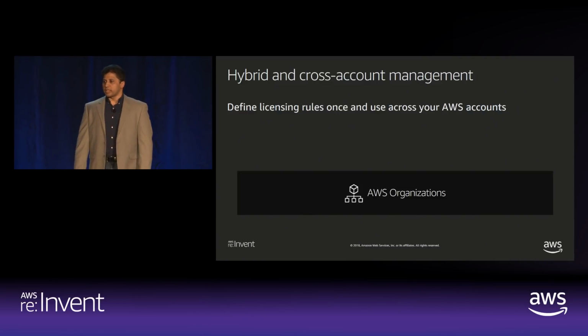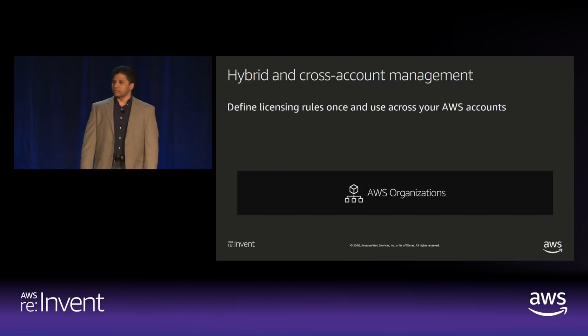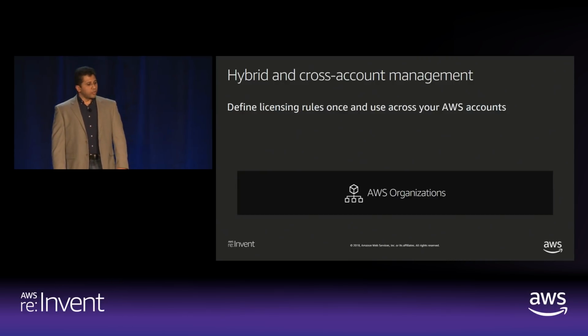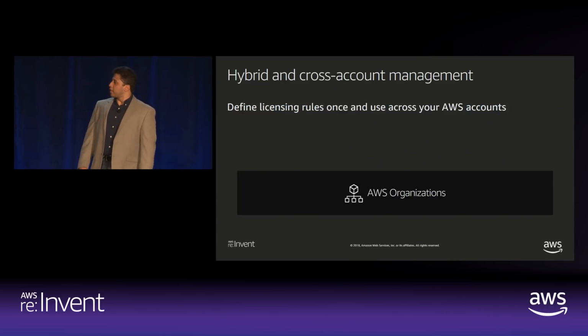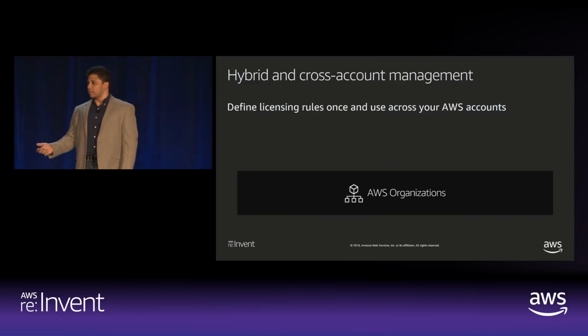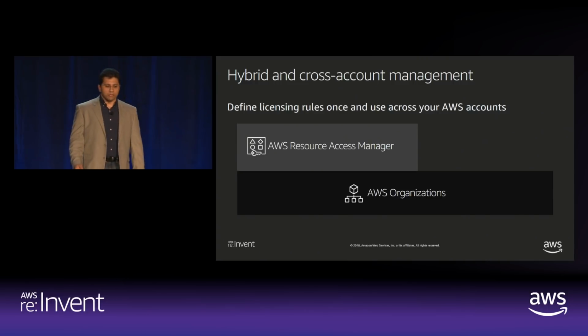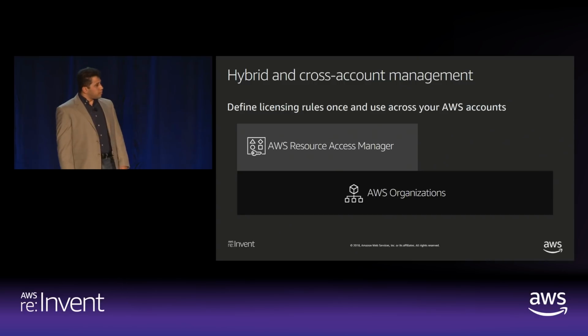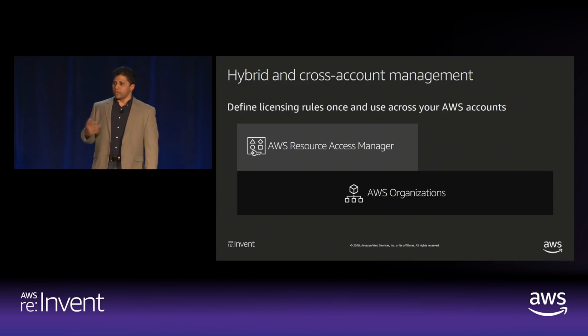Our customers have told us that typically there are multiple accounts, and they want to manage licenses centrally. So we offer this built-in integration with AWS Organizations where you can sign into your master account and link your AWS accounts. And there is integration with another new service called AWS Resource Access Manager.